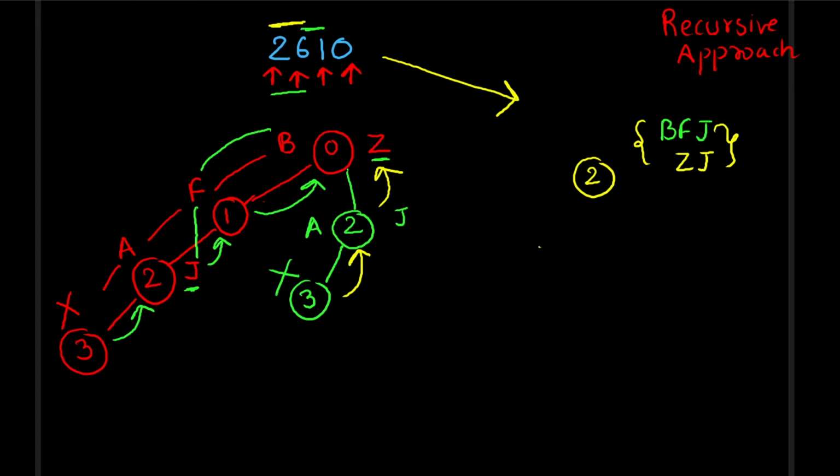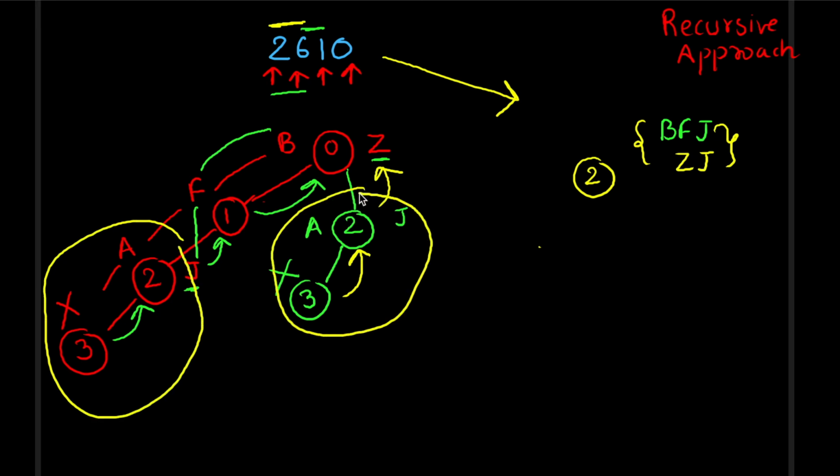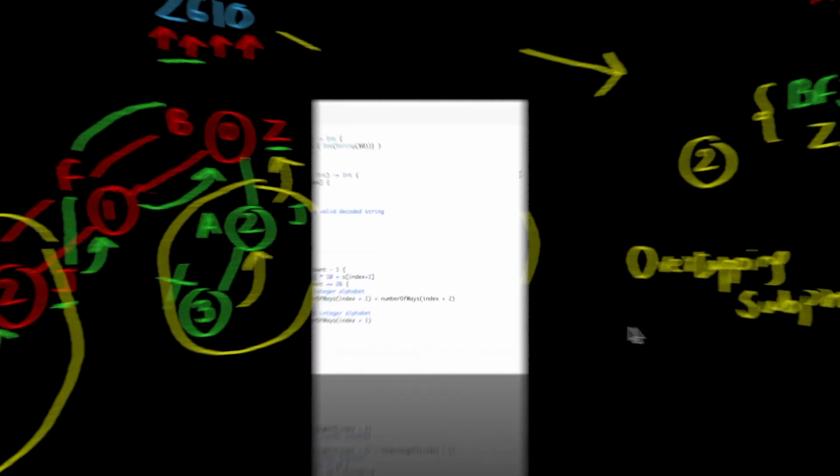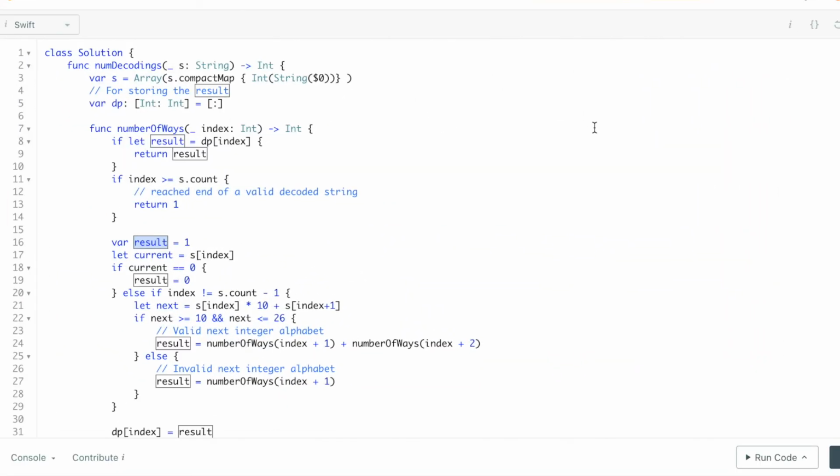One more thing that you could have noticed here is that this node and this node, we are iterating again and again. That means we are having overlapping subproblems. So for it we could definitely use dynamic programming. I hope you guys have understood this approach. Let's quickly jump to the coding section. So let's discuss the solution here.